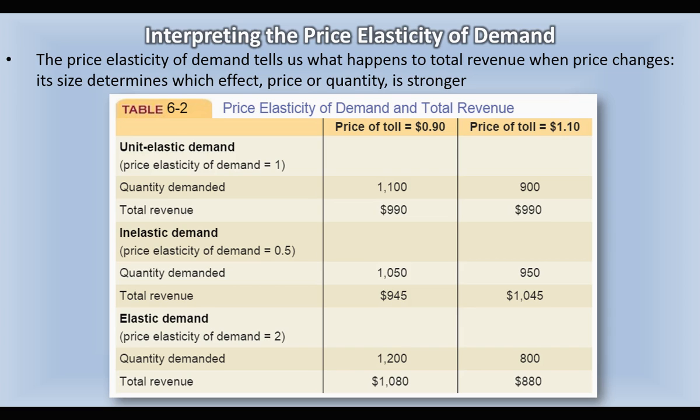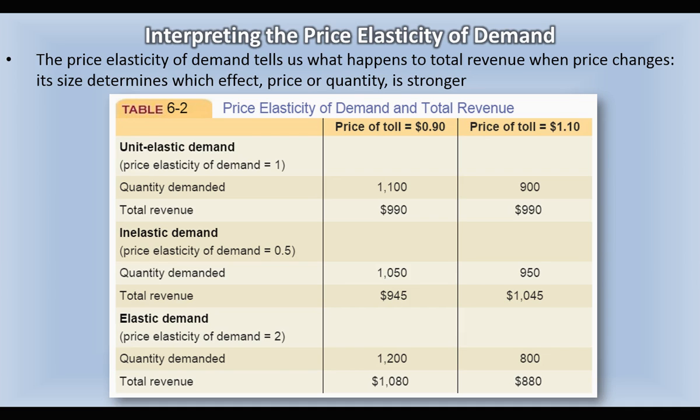So regardless of whether we're looking at it from a price increase or a price decrease, that effect is the same. If we're looking at it from a price increase and we're looking at inelastic demand, so if we are raising our price, therefore lowering the quantity demanded, then in that case, the total revenue is going to go from, in this case, $945 to $1,045, which means that the price effect will outweigh the quantity effect, and therefore the revenues will increase when demand is inelastic and we are raising prices.